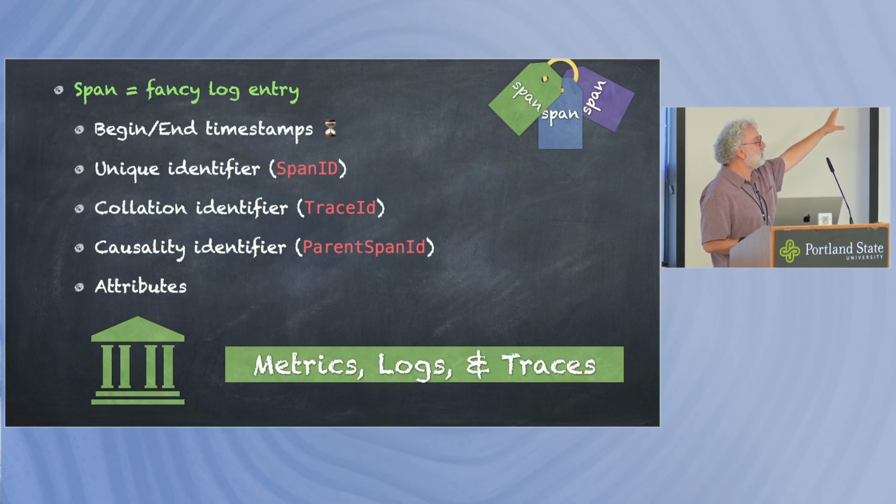Every span is basically a fancy log entry. So you're going to have your timestamps, and you're going to have an ID for that particular span, that one measurement. But the 2 key things is we're going to have a collation so we can get a bunch of these together and know that they go together. And we're going to also have causality. You can have a parent ID so you know which one led to the next one.